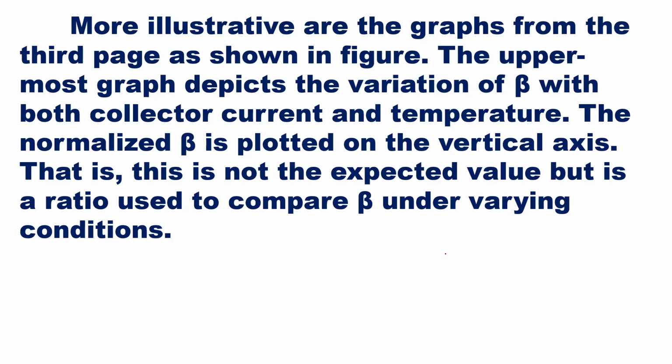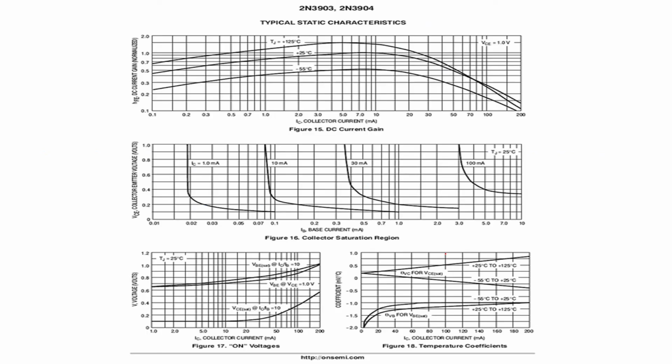Then more illustrative are the graphs from the third page, as shown in the figure in the next slide. The uppermost graph depicts the variation of beta, that is the current gain, with both collector current and temperature. The normalized beta is plotted on the vertical axis. That is, this is not the expected value, but is a ratio used to compare beta under varying conditions. So here, as an example, we can see this page of the data sheet also, where you can see graphs of various relations.